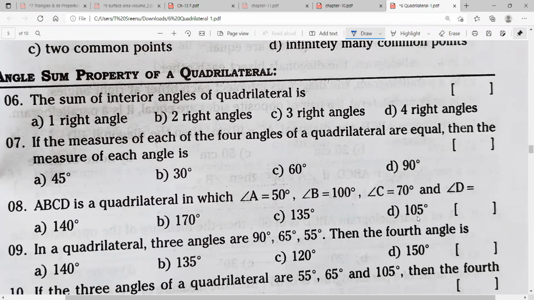The sum of interior angles of a quadrilateral. How much? Yes, 4 right angles. 360 degrees, no? Yes. 2 right angles is a triangle. The measure of each of the 4 angles of a quadrilateral are equal. Then each angle is 90, because 360 divided by 4, you will get 90 degrees.